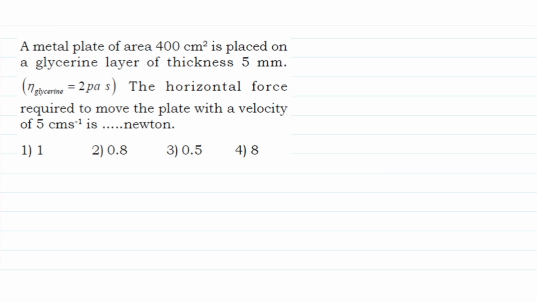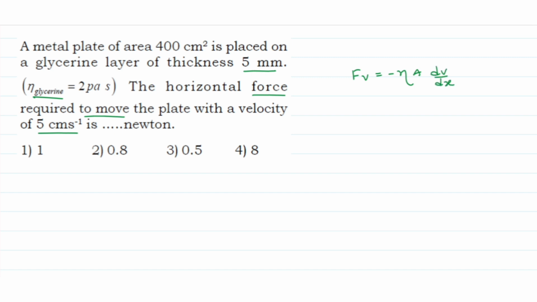Here the first question says a metal plate of area 400 centimeter square on a glycerin layer of thickness 5 millimeter, and the coefficient of viscosity of the glycerin is given as 2 Pascal second. What is the horizontal force required to move the plate with a velocity of 5 centimeter per second? What we require to calculate is the horizontal force. According to the viscous force concept, the viscous force acting on a body is F equals minus eta into A into dV by dx.